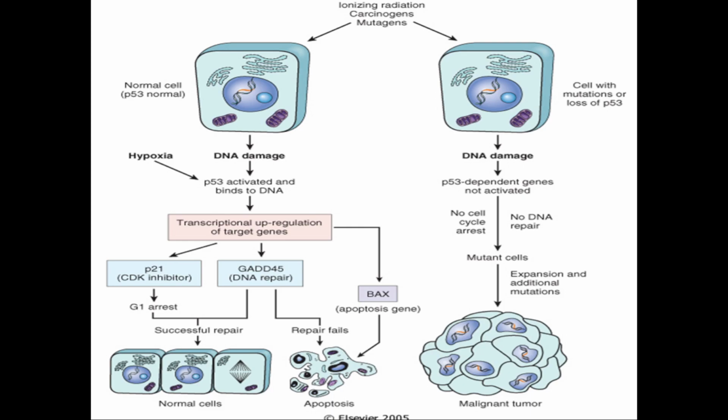So if the DNA repair happens, the cell continues to divide, it completes the cell cycle. If the DNA repair is not there, P53 activates BAX, which is an apoptotic gene, and leads to apoptosis of the cell. If there is loss of function or mutation of P53, with DNA damage there is no stoppage, no mechanism to stop the cell cycle for proper repair, and this leads to expansion of mutant cells and generation of neoplasia.